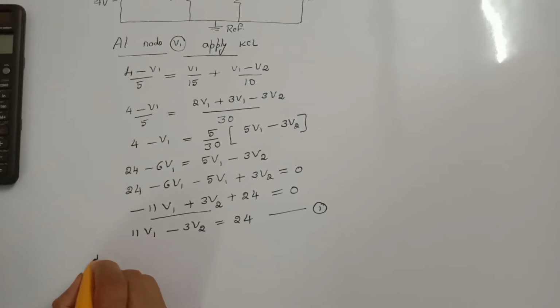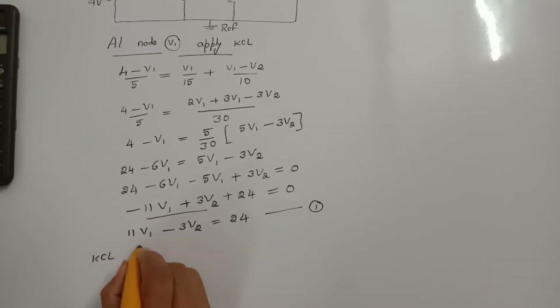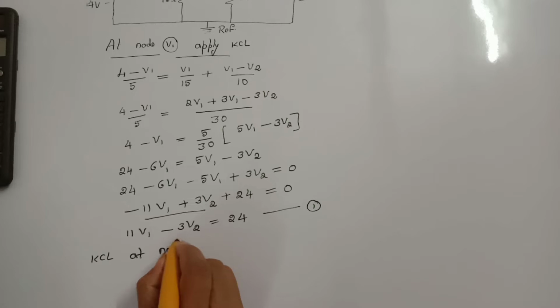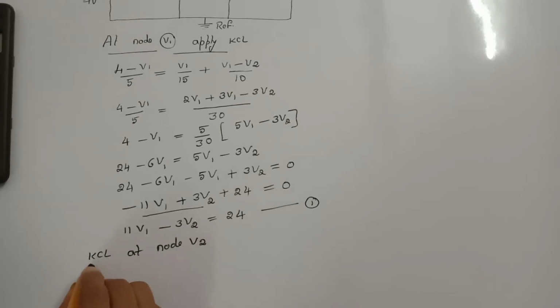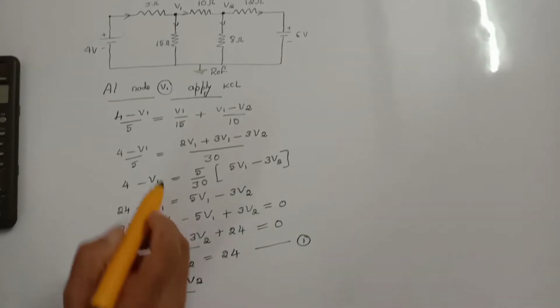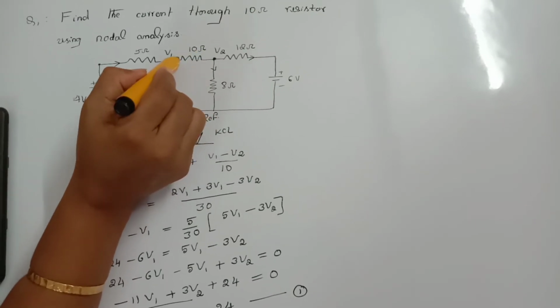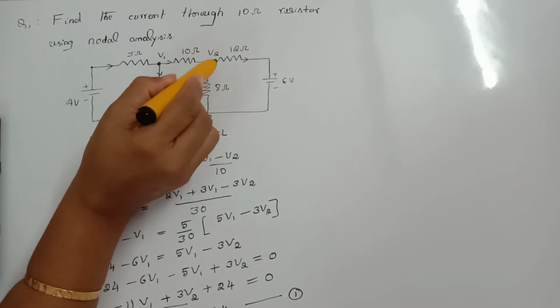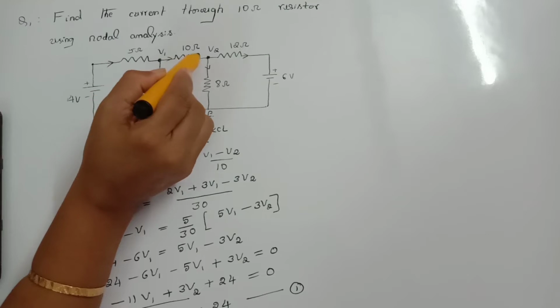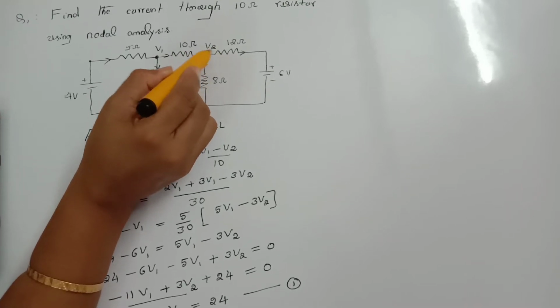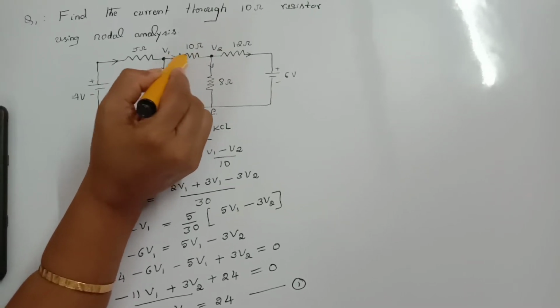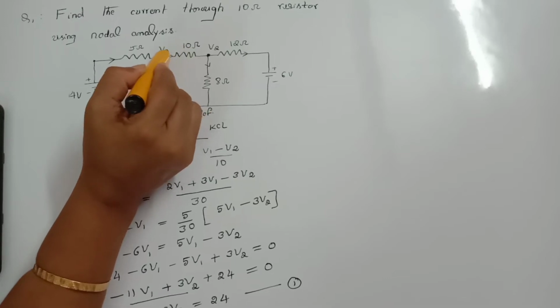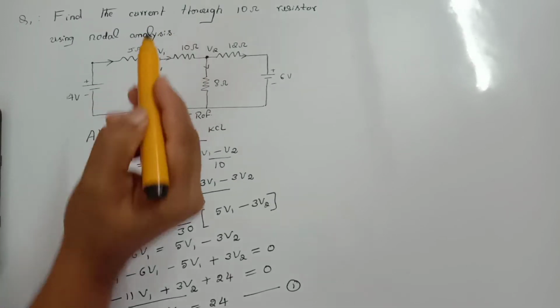Now we'll apply KCL at node V2. KCL at node V2. So look at the node V2. The entering current is this and these two are leaving currents. So again KCL, entering current is equal to leaving current. So the entering current, which is through the 10 ohm, is nothing but (V1 minus V2) by 10.